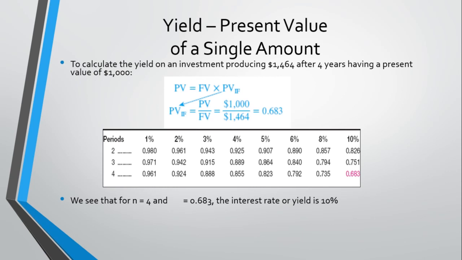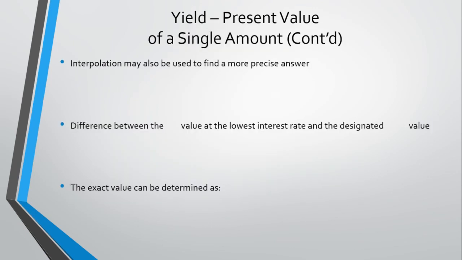For that, we see that for n equals 4 and 0.683, the interest rate or yield is 10%. Yield equals present value of a single amount. Interpolation may also be used to find a more precise answer.